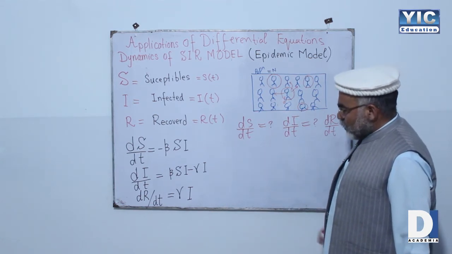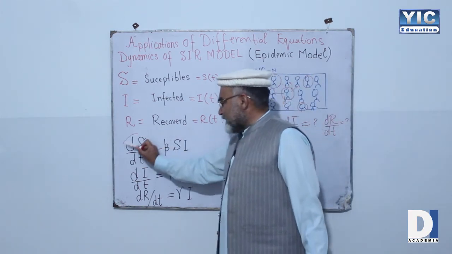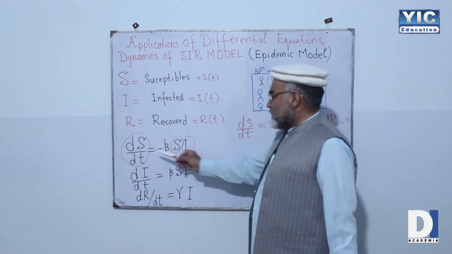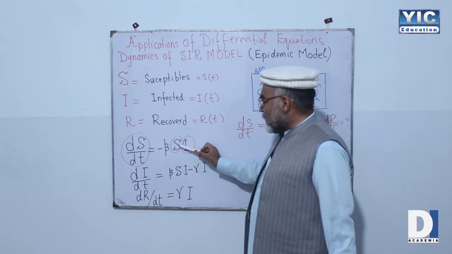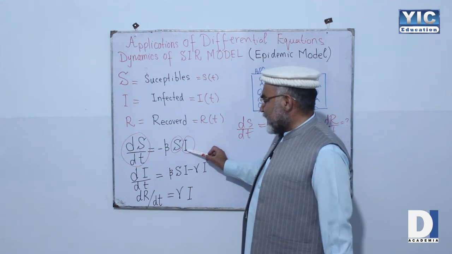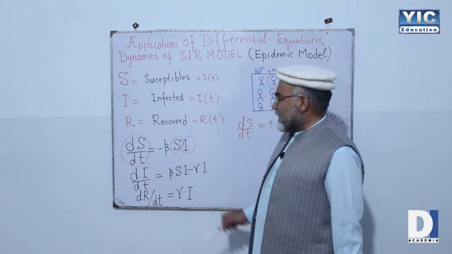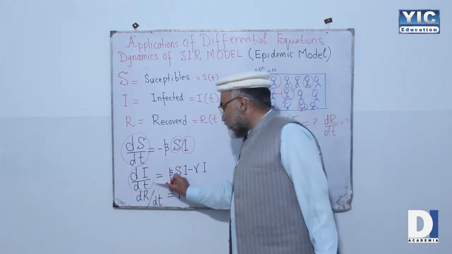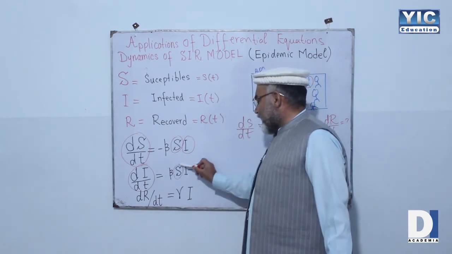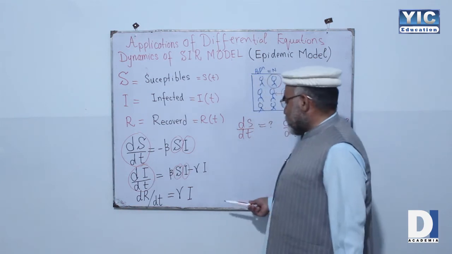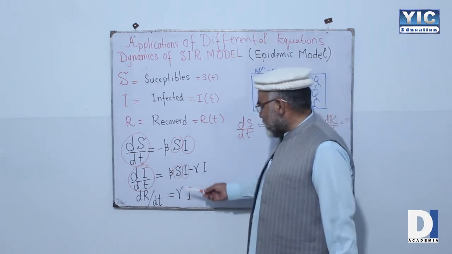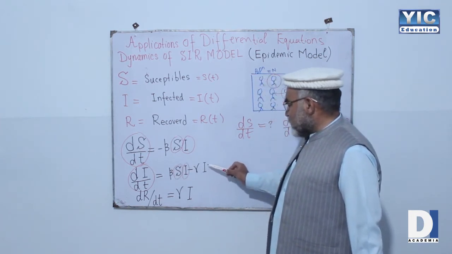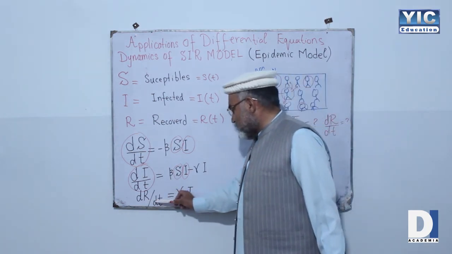Logically, this rate of change is directly proportional to the product of S and I. If S is larger and I is larger, this rate of change will be even larger, and this beta is the constant of proportionality. Now this rate of change in I is directly proportional to the product of S and I, again with the same constant beta, minus gamma I, and this is another term, and this is the third differential equation.